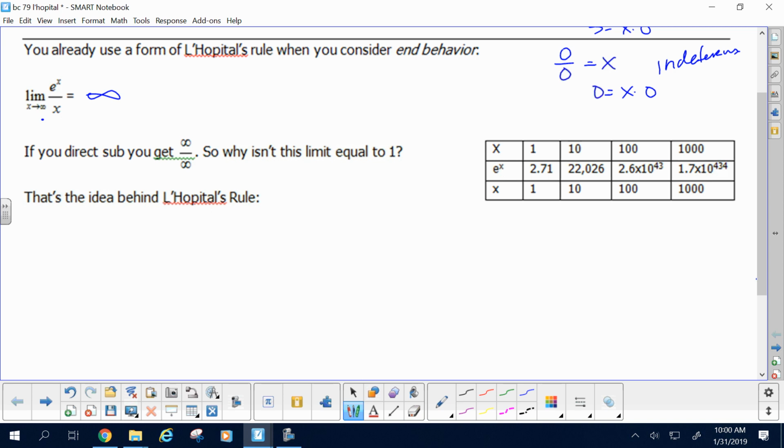If you look at a comparison of these two in a table, at 1, okay, e is 2 and x is 1. At 10, e is big and 10 is big. They're both going to infinity. X goes to infinity and e goes to infinity. The question is, which goes to infinity faster? And surely the e is kicking the bejeebies out of the x. By the time you get to e to the 1000th power, you're talking 1.7 times 10 to the 434th power.